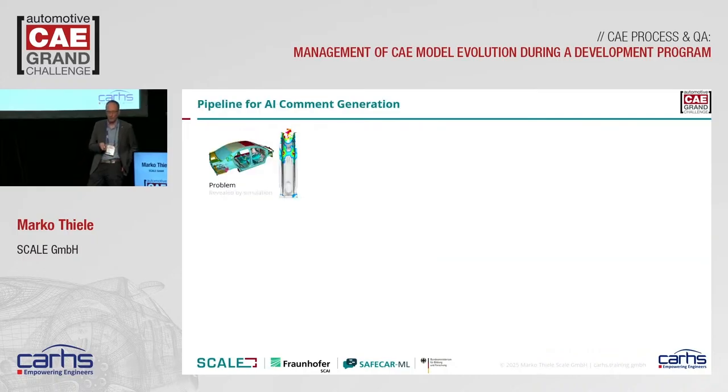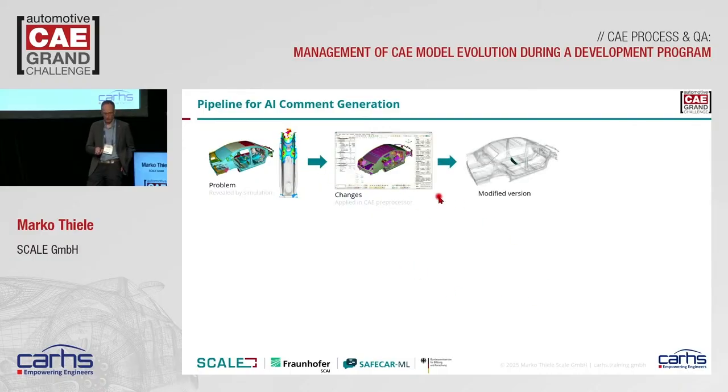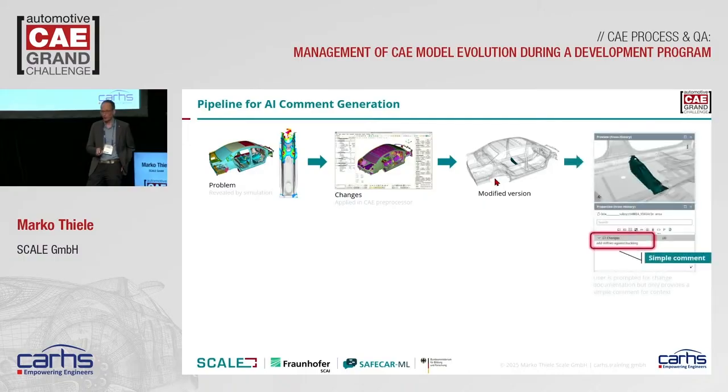So the pipeline for what we did already is like this. You have a problem, you apply your change, you get a modified version of your model, and then you are prompting the user for what he did. So at least you try to get something meaningful out of the user, and he'll just provide some very simple comment which will put the change into a context.